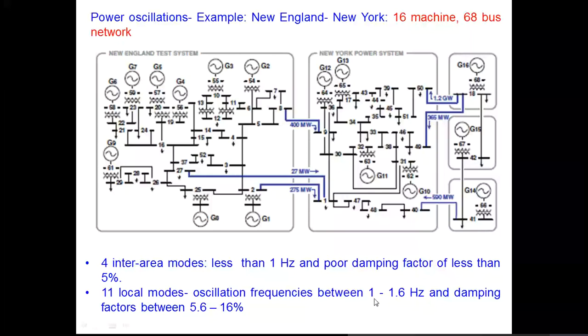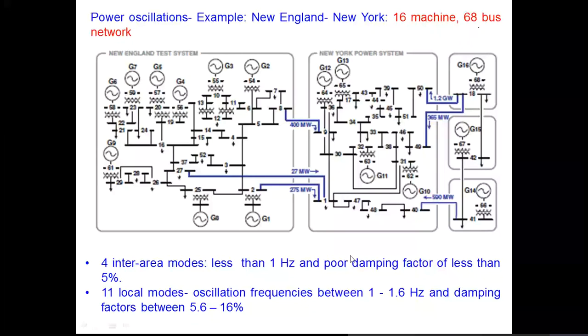Somewhat greater than 1 hertz to 1.6 hertz, and they have a damping factor in the range of 5.6% to 16%. So that is the typical mode property or the power oscillation characteristics you may come across for a given operating condition in this network, which has just 16 generators and 68 buses.